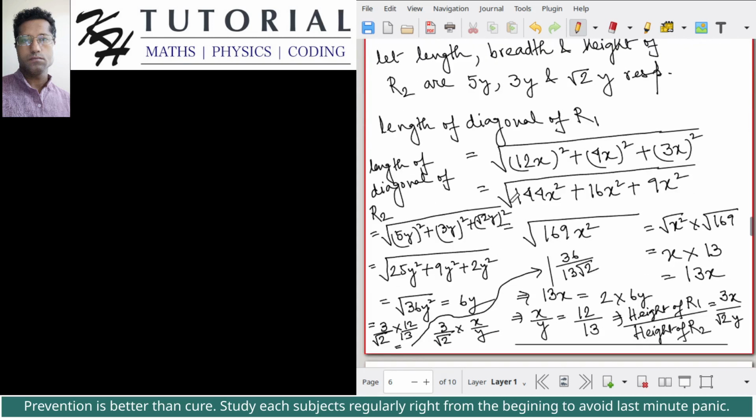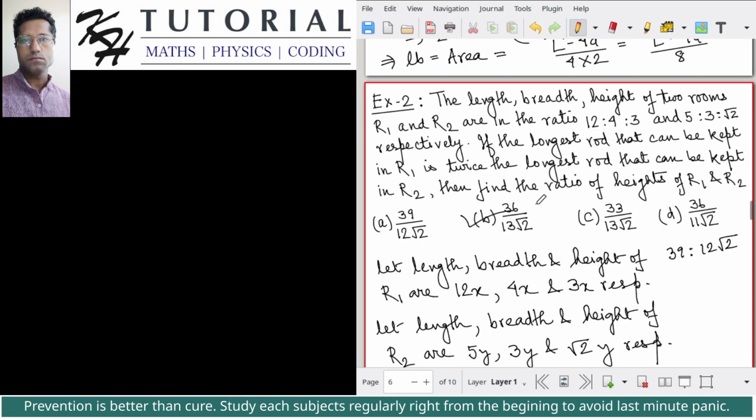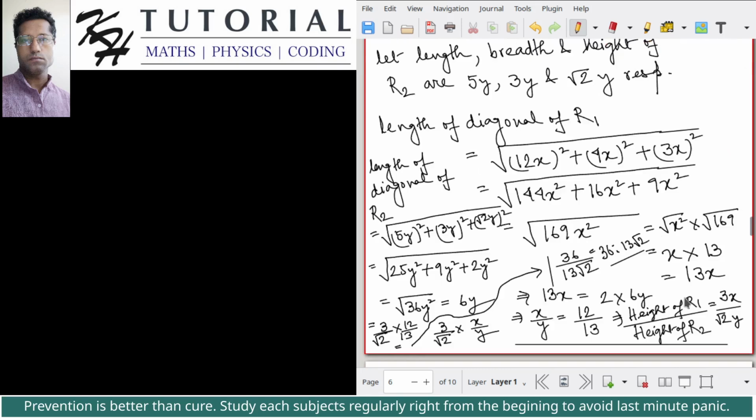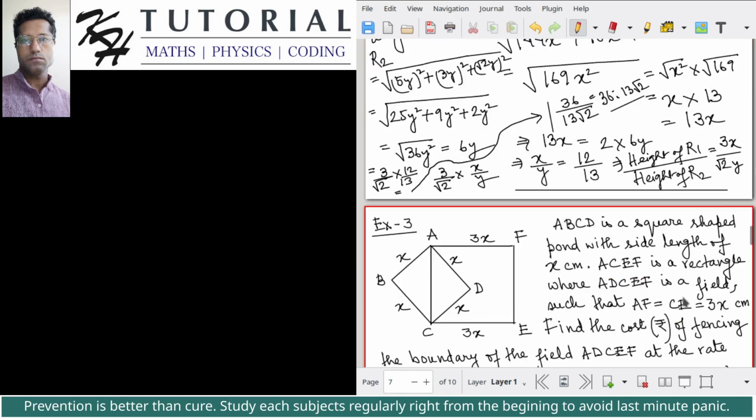So the ratio, in the fraction form, of height of R1 and height of R2 is 36 by 13 multiplied by square root of 2, which in the ratio form is 36 is to 13 multiplied by square root of 2. So the correct choice will be B. B is the correct choice. Okay, let's see the next problem.